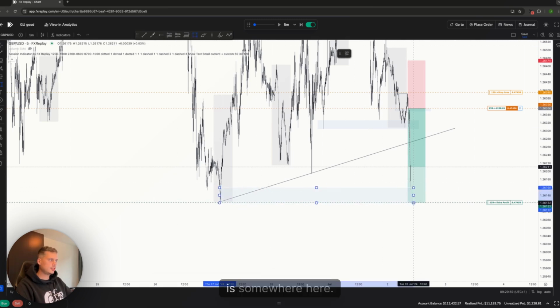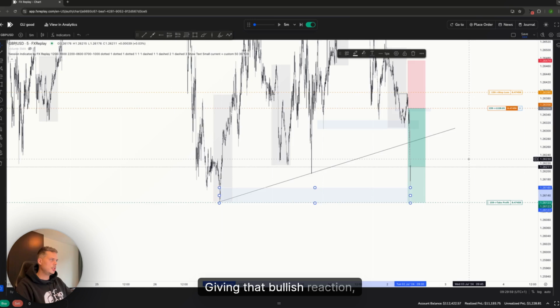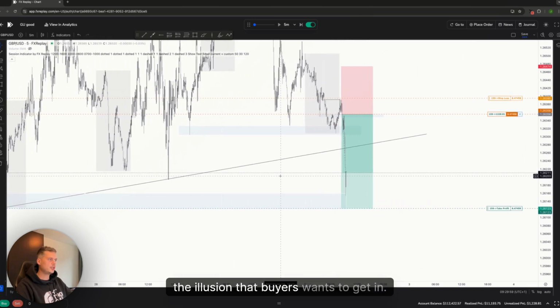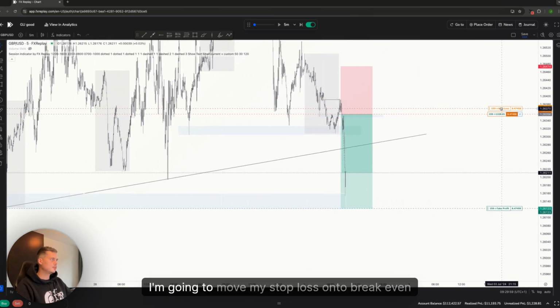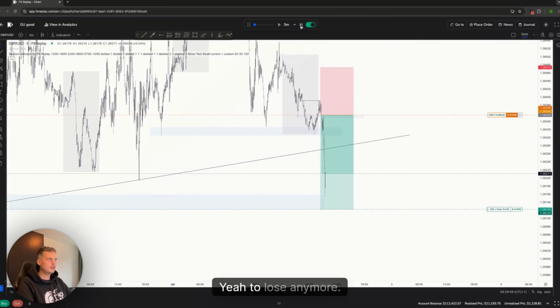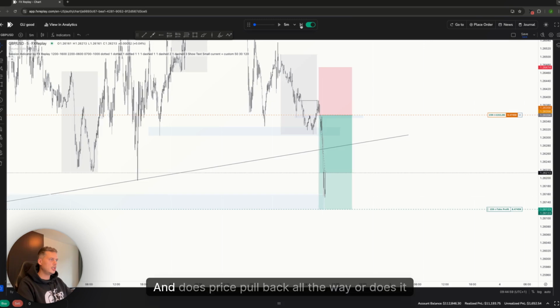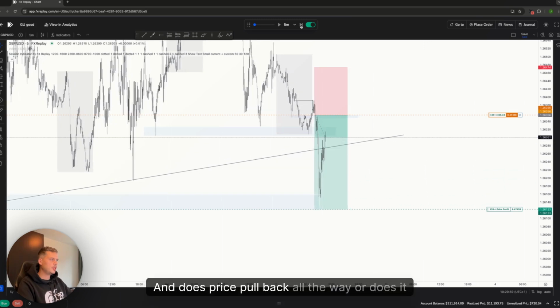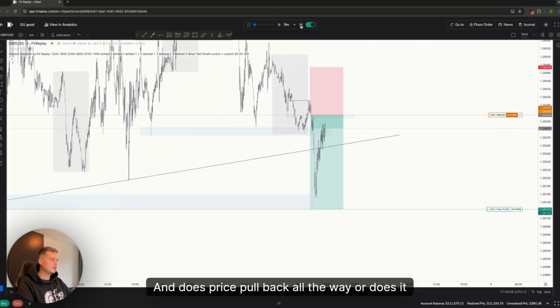coming again into the last area of interest, which is somewhere here, giving that bullish reaction, the illusion that buyers want to get in. I'm going to move my stop loss onto break even. For me, it's not necessarily to lose any more. And does price pull back all the way, or does it take me out?